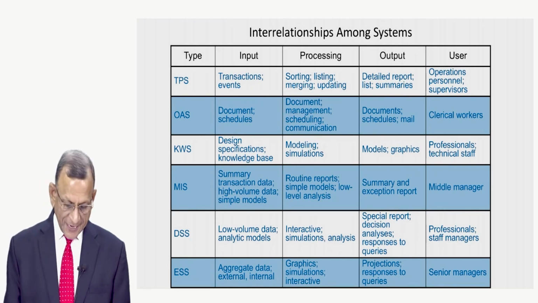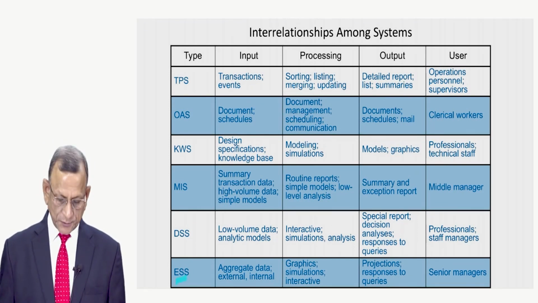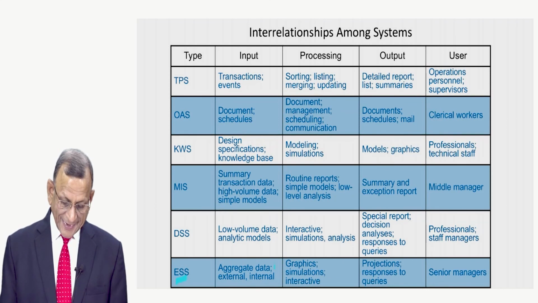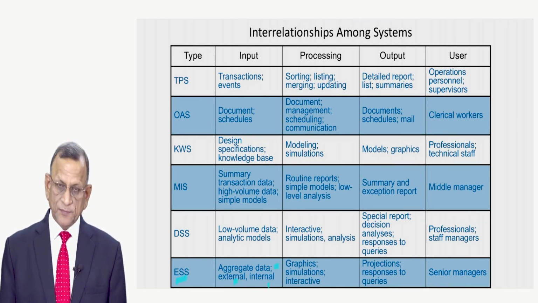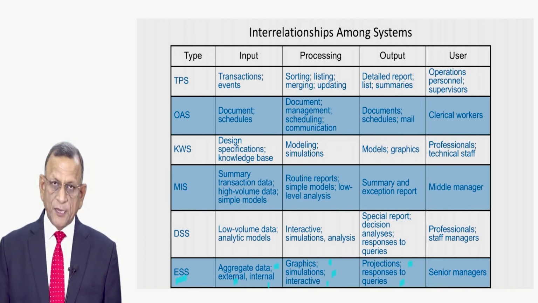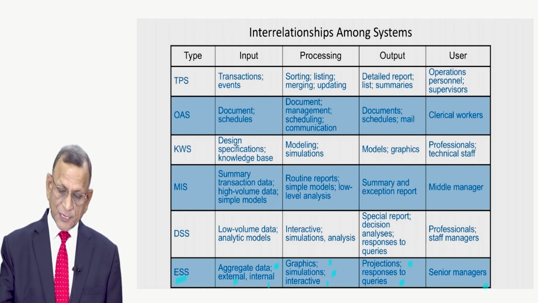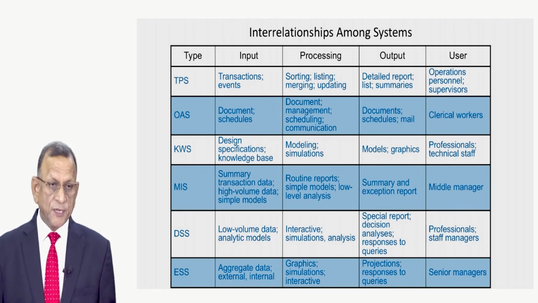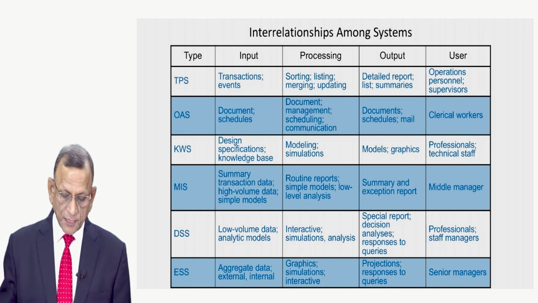And at the top we have, friends, ESS, Executive Support Systems. The input is aggregate data, external and internal, graphics, simulations and interactive. Output is projections and response to queries. Who will be using it? Senior managers will be using it. So this is the interrelationship amongst the systems.